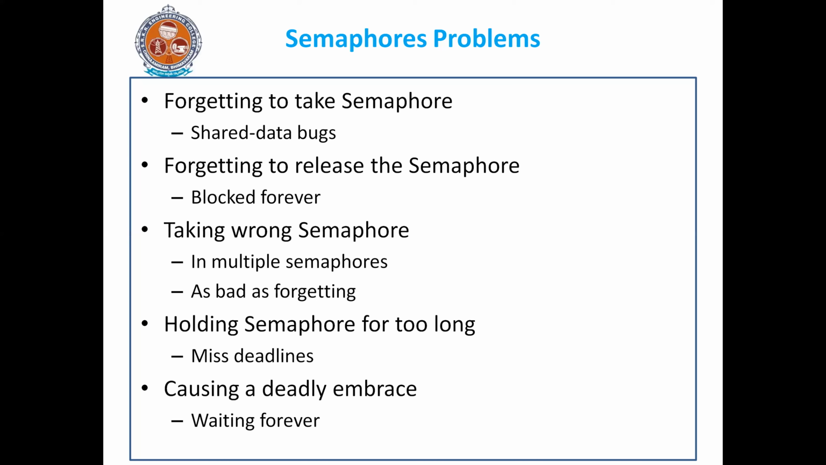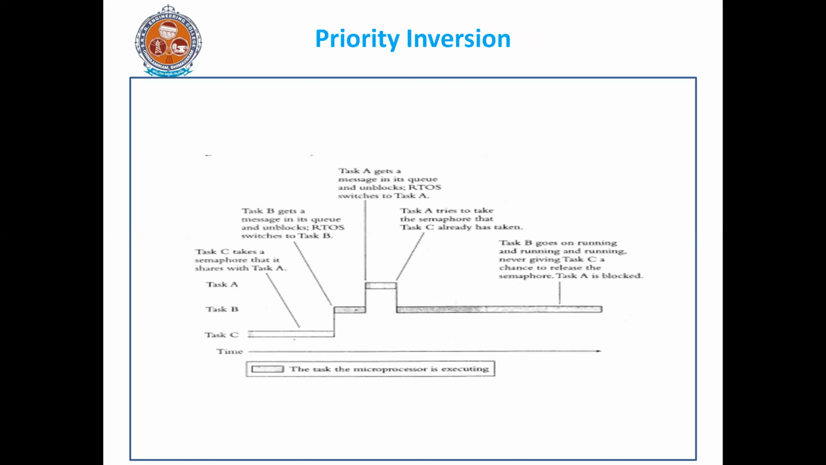Another problem is causing a deadly embrace. That means both tasks are waiting for a semaphore that is held by the other, so both will be waiting forever. This is another problem with semaphores. Then there is priority inversion. Here is an example where we can show this problem with semaphores.